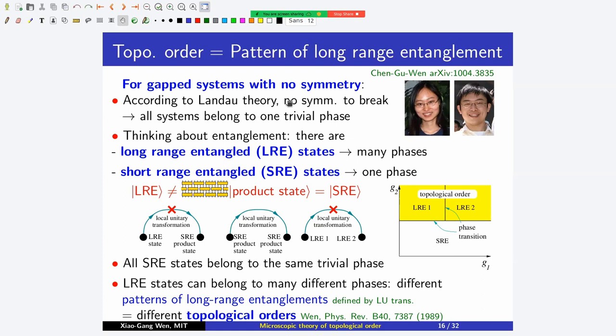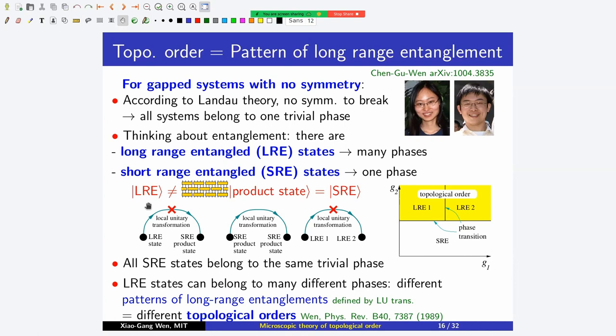A shorter entangled state means a state which can be connected to product states by these local unitaries. Then it turns out all the shorter entangled states are connected by local unitaries among each other. So shorter entangled states only have one phase. Then the long-range entangled state means a state which cannot be connected by local unitaries.